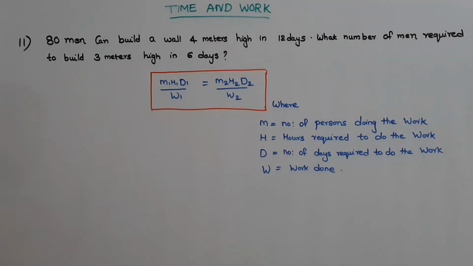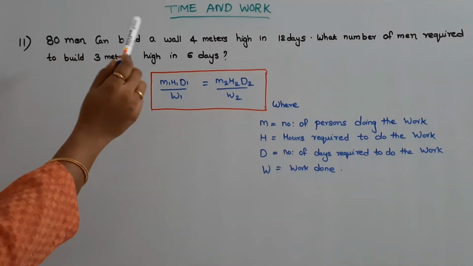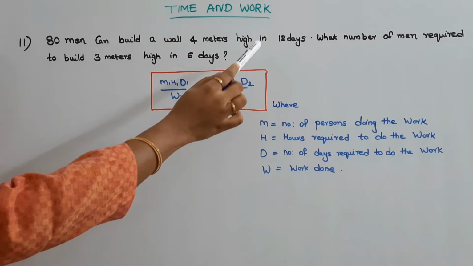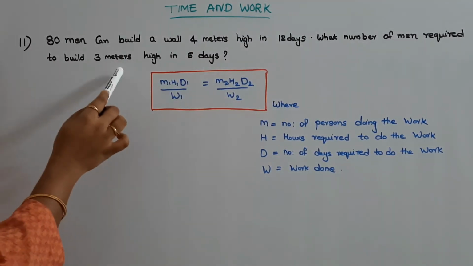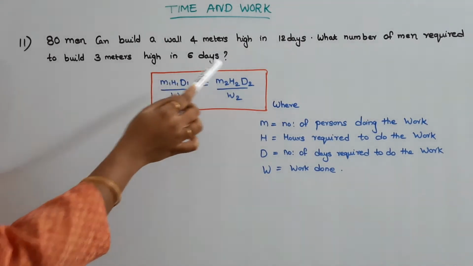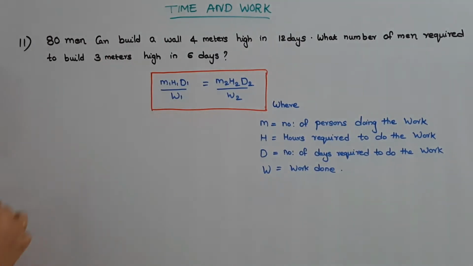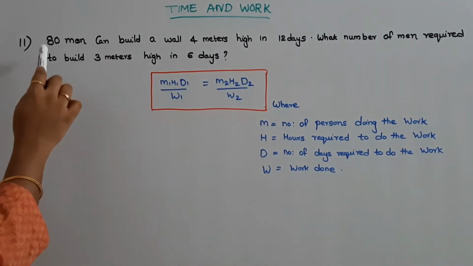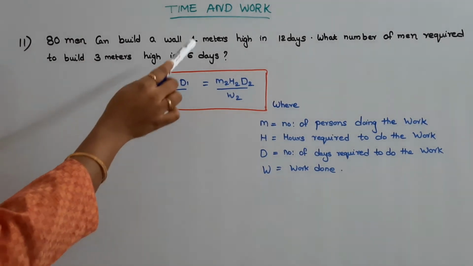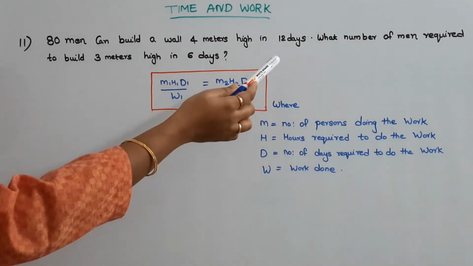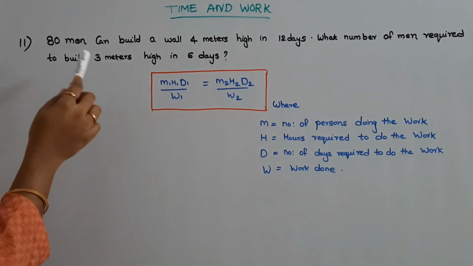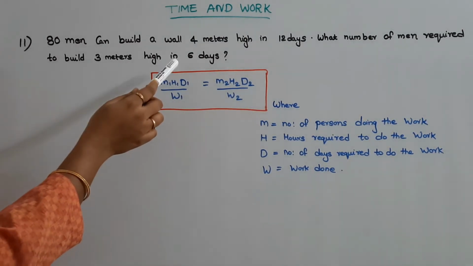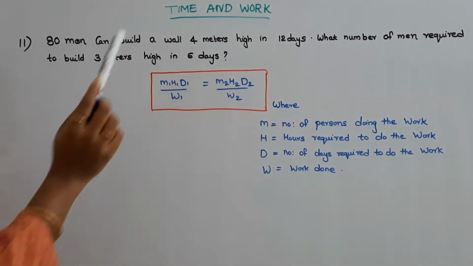The next type of question is: 80 men can build a wall 4 meters high in 12 days. What number of men are required to build a wall 3 meters high in 6 days? So here two situations are given. In the first situation, 80 men are building a wall which is 4 meters high in 12 days. In the second case, they are asking how many men are required to build a wall of 3 meters high, and the number of days for them is 6 days.